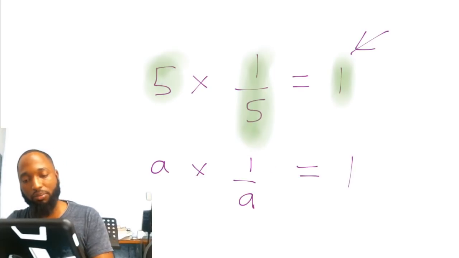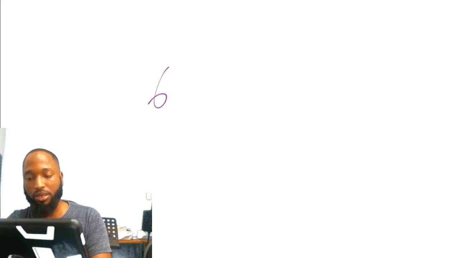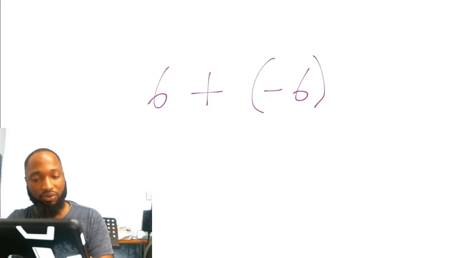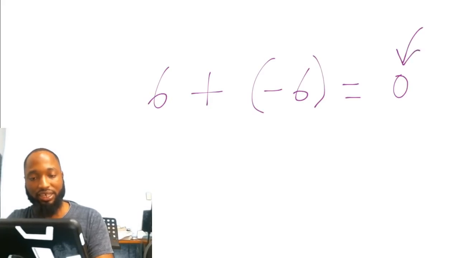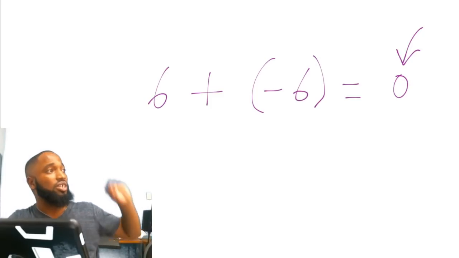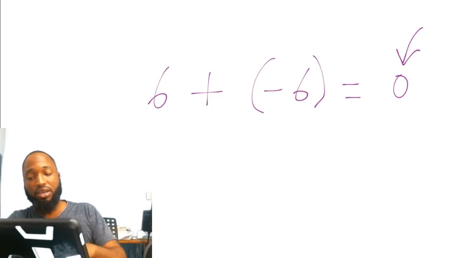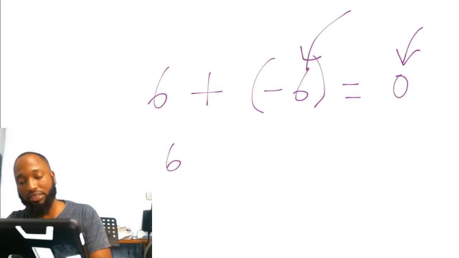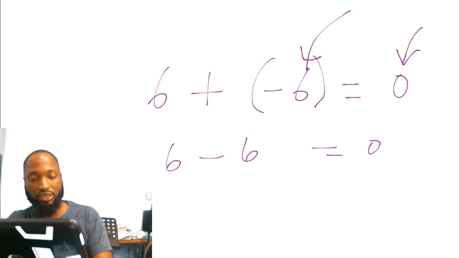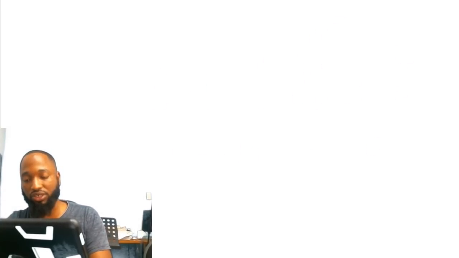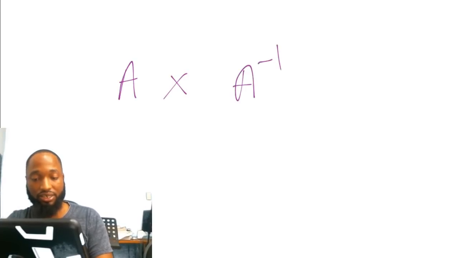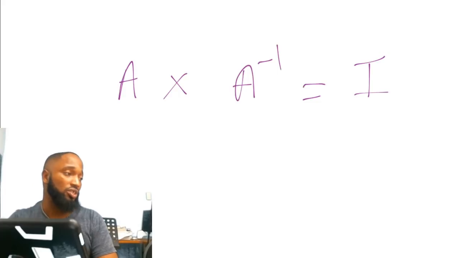This same concept is seen in matrices. It could happen in addition too. If I have the number 6 plus its additive inverse, I'm going to get the additive identity, which is 0. If you add 0 to anything, you get back the same number. 6 take away 6 gives 0. So the same concept applies in matrices. If I have a matrix A and I multiply it by its inverse, I am going to get the identity matrix.